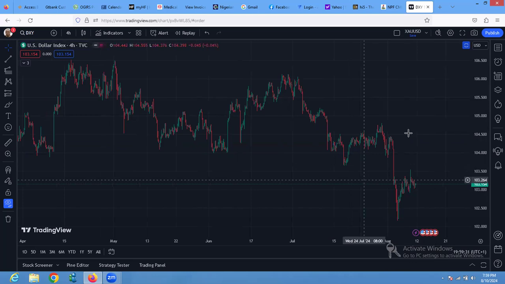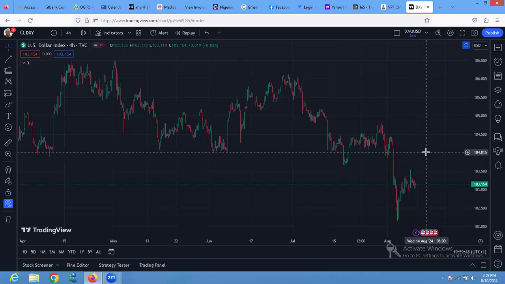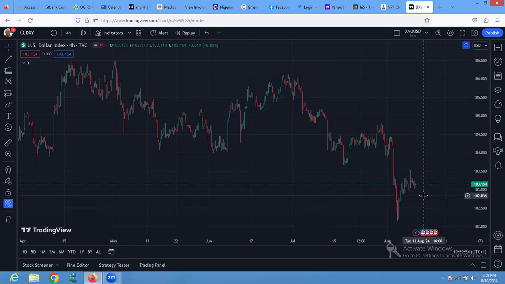So where we don't want to break for now is 104,450. We don't want to see price break beyond 104,450. And we need this to correct a bit to the downside and one more leg to the upside before we sell. So we should be looking for a sell. Let's allow this to push down some more.